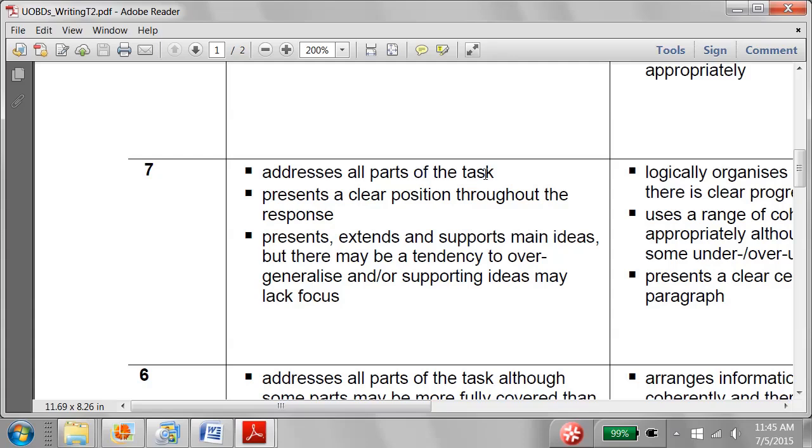So, addresses all parts of the task. The candidate does do that. Presents a clear position throughout the response. This is done well also. It's really this part here. Presents, extends and supports main ideas, but there may be a tendency to overgeneralize.